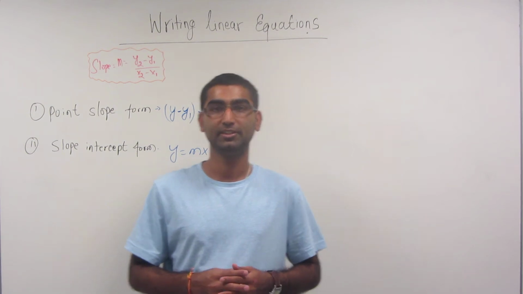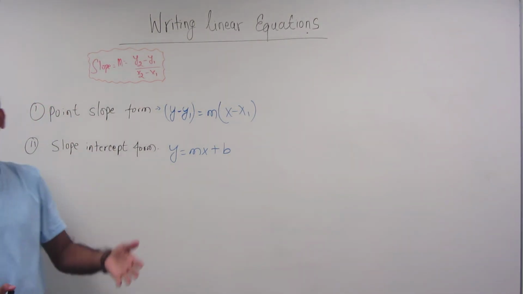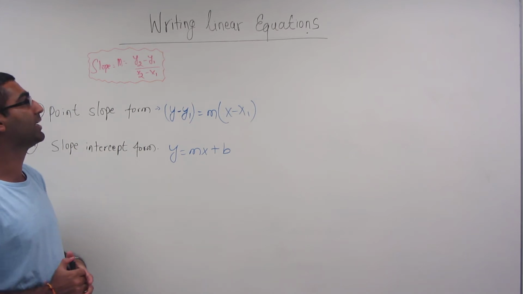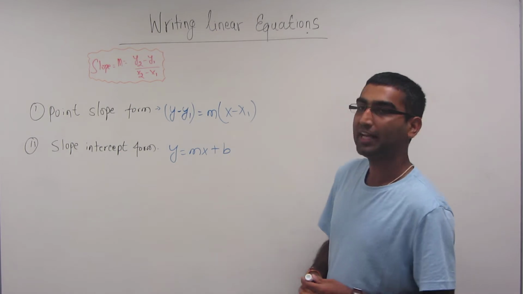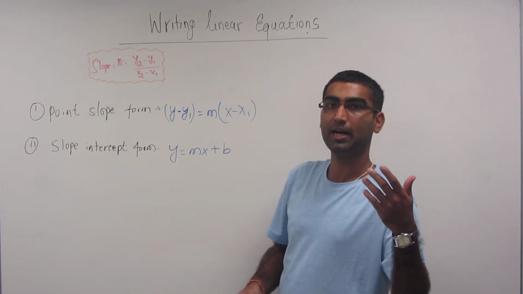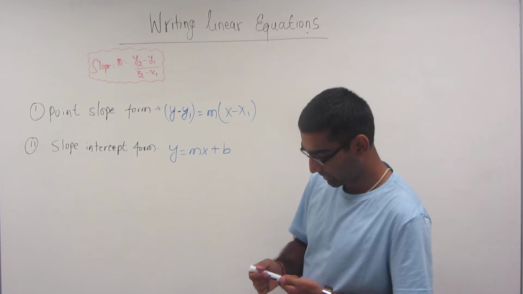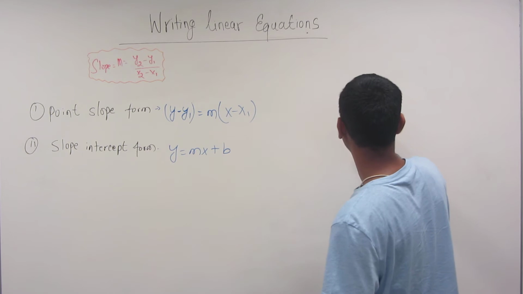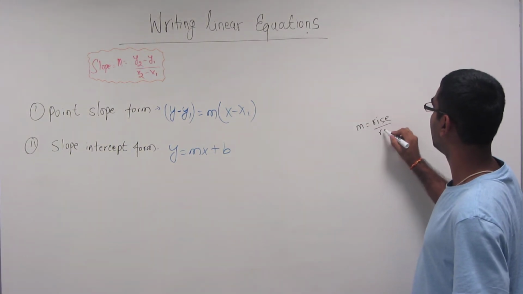Welcome, ladies and gentlemen. In this video, we are going to talk about how to write equations of a line, or also called linear equations. Right? Now, in the last video, we talked about what a slope is. The slope is how inclined a line is, and we also talked about slope m being rise over run.